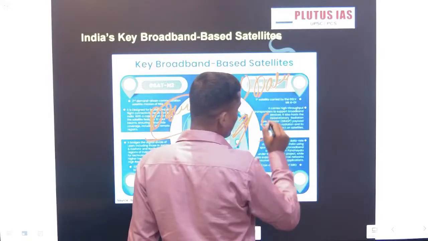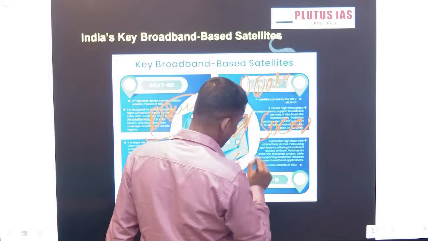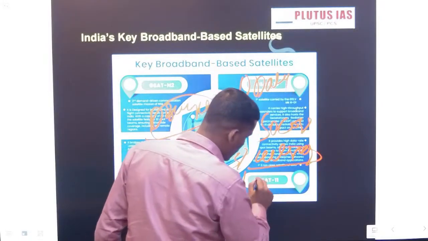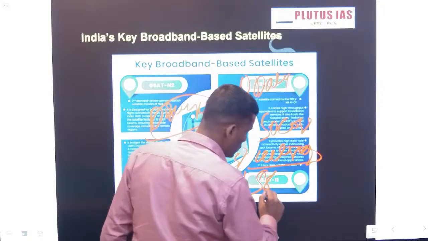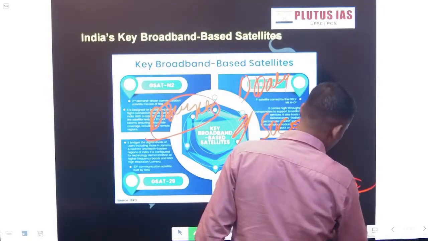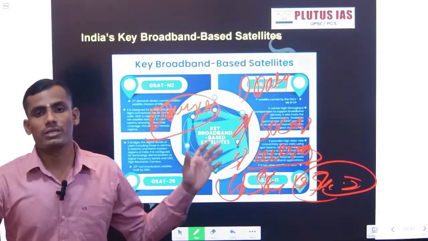I'm just mentioning here data sovereignty, then cost, latency, and focus on 5G or internet, satellite internet. So these are the issues, particularly in satellite-based internet access.